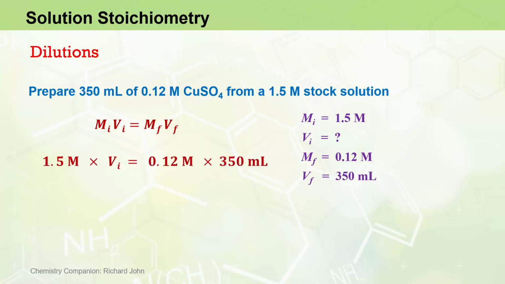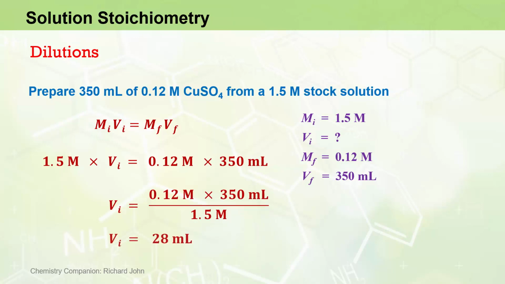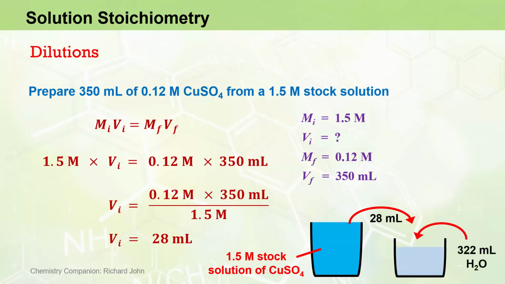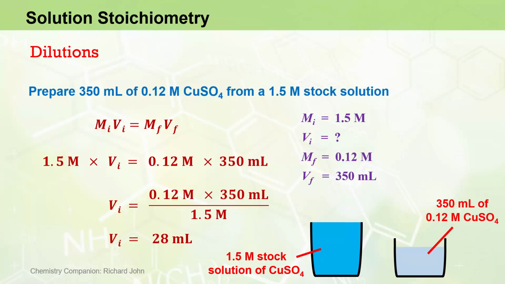So we can substitute all those values into the dilution equation, and we can make the initial volume the subject of that equation. And when we plug those numbers into our calculator, we get an initial volume of 28 milliliters. So in other words, what we're doing here is we are starting with a 1.5 molar stock solution of copper 2 sulfate, and we are extracting 28 milliliters out of that stock solution to put it into another container, typically a volumetric flask. And we add, in this case, a further 322 milliliters of water to take it up to the total volume of 350 milliliters. And what we end up with is 350 milliliters of 0.12 molar copper 2 sulfate.